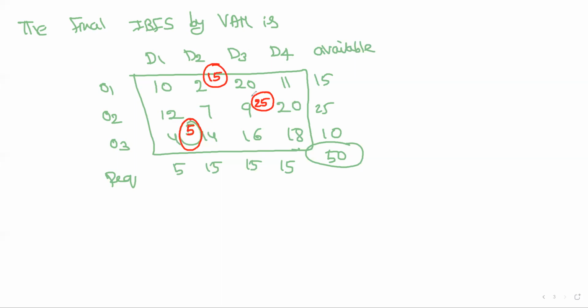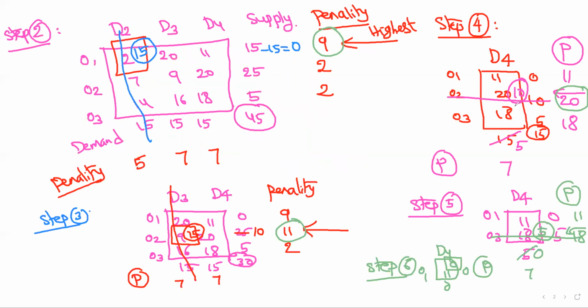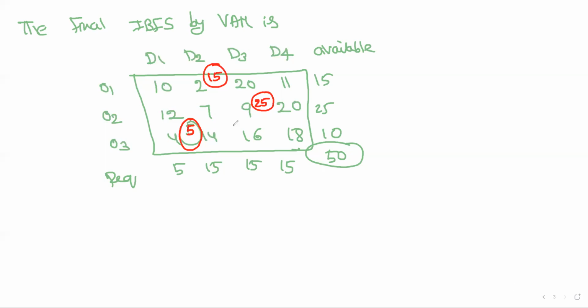Wrong here. Here, the highest penalty is 11. We give preference here, 25. Here, over 10. Okay, this is 15. Sorry. O2D3 is 15, this is not 25.